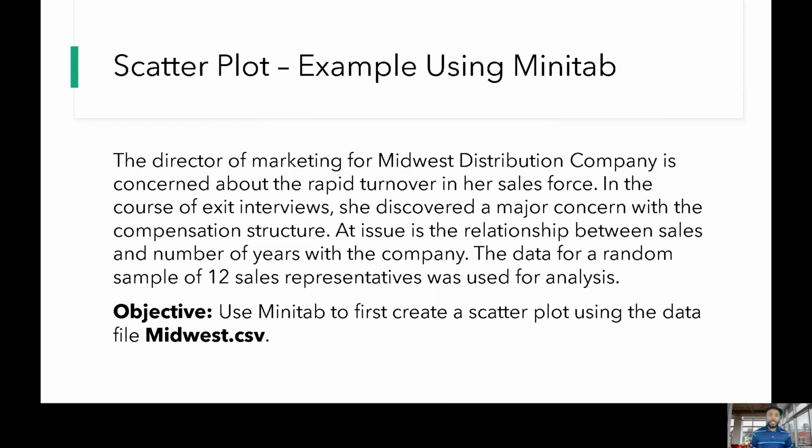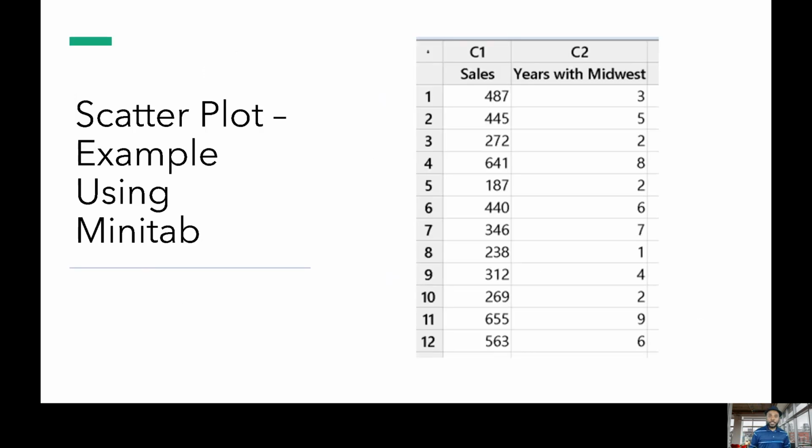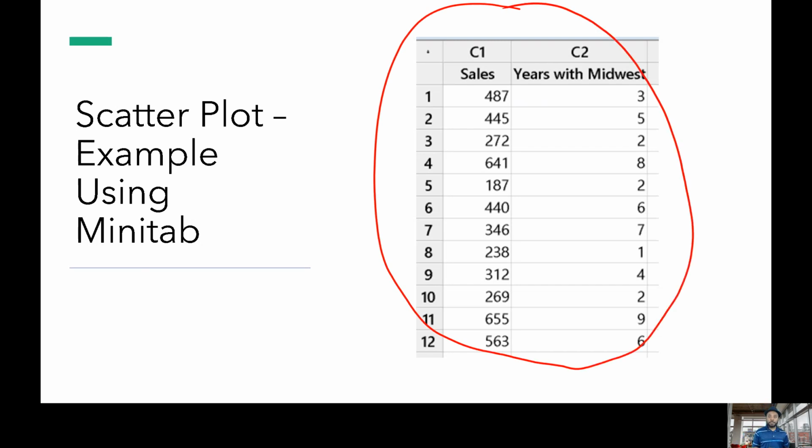In the textbook, there is a data set which I will also provide to you on Blackboard, the Midwest data set. In this data set, one of the things you can explore is the relationship between sales and years with Midwestern. Now, here is a snapshot of the data. So we have sales in one column and years with Midwestern. The research question is: is there a relationship between sales and years with Midwestern?